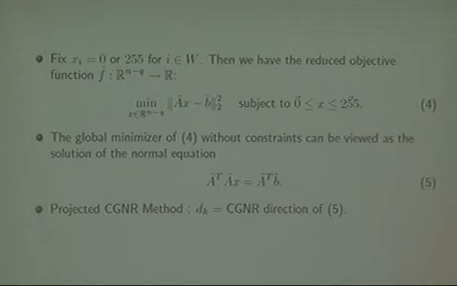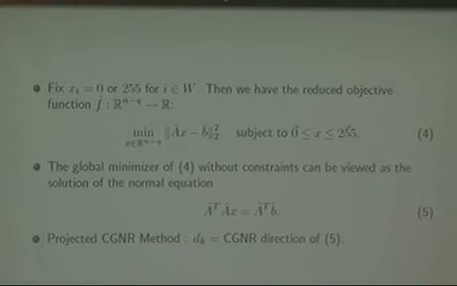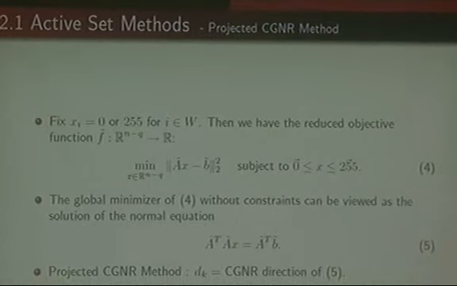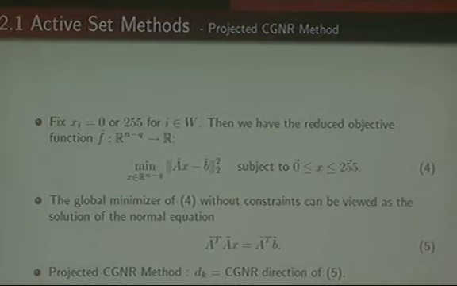Okay, that's called the projected Newton method. So this is a little bit better than the projected gradient method. What's the A tilde? A tilde is the reduced problem.